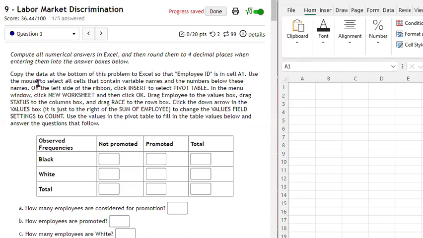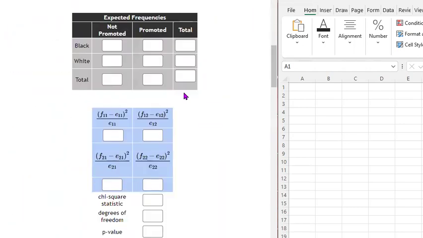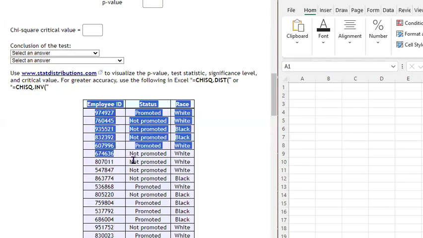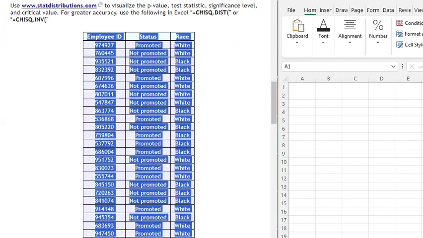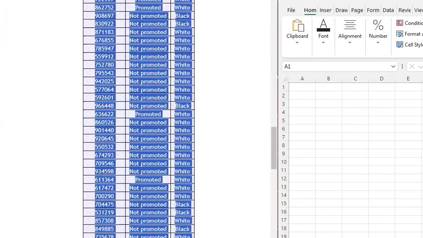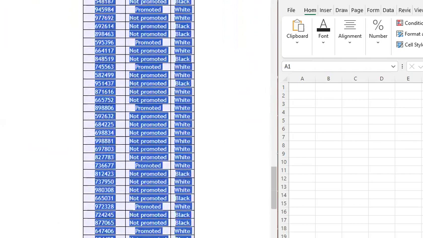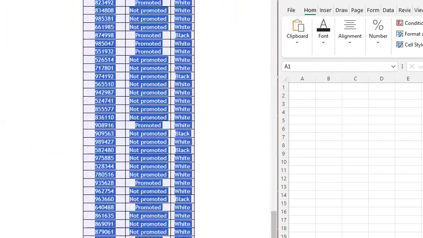So in order to do this, we're going to copy the data at the bottom of this problem to Excel, so that employee ID is in cell A1. Then we're going to use the mouse to select all cells that contain variable names and the numbers below these names. Okay, so let's go down here and grab all that data. The employee ID number is not a variable. It is a synonym for the person's last and first name.